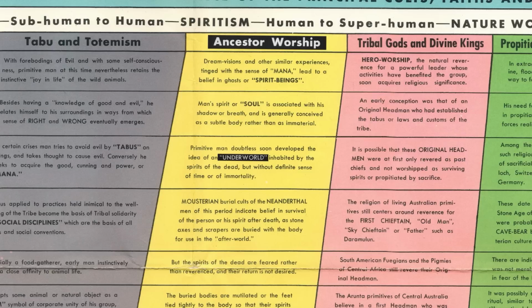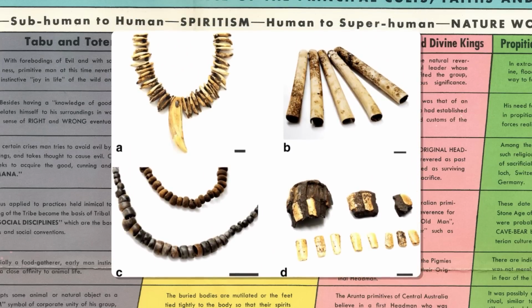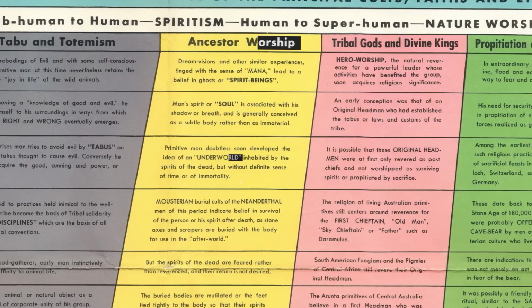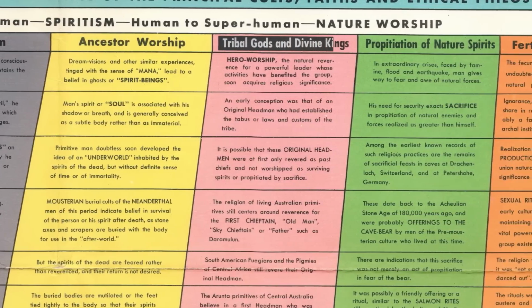So in order to prepare the dead for the underworld and to prevent them from coming back to bother the living, humans started to bury their dead with certain rituals in order to show respect, and with certain grave goods that they might need. The fourth column talks about tribal gods and divine kings.